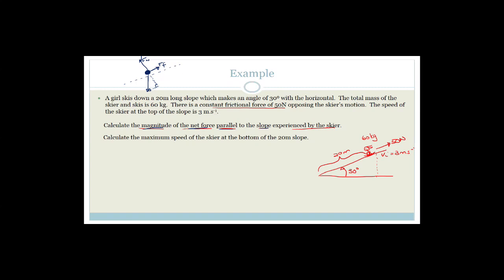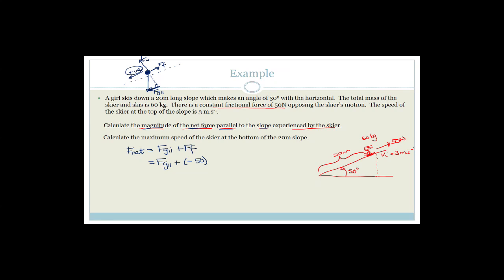Do you agree her net force is going to be the force down due to gravity, in other words FG parallel, and the force of friction? The sum of those two will give me the force that's parallel to the slope. So I can say that F net, remember it's the sum of all the forces, is going to be FG parallel plus the force of friction. Now we need to choose a direction as positive so that we can start working. Let's choose downwards as positive because that's how we're moving. So then that becomes FG parallel plus minus the force of friction of 50 newtons.